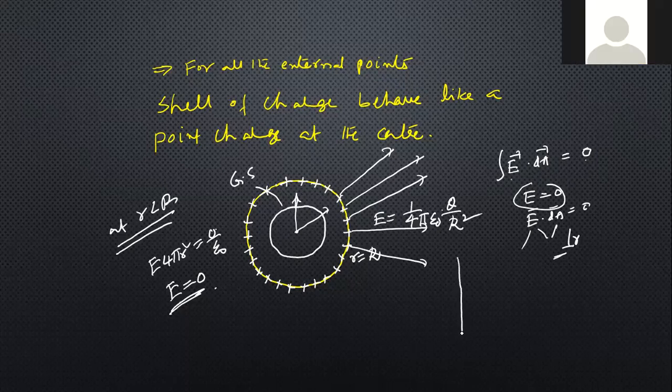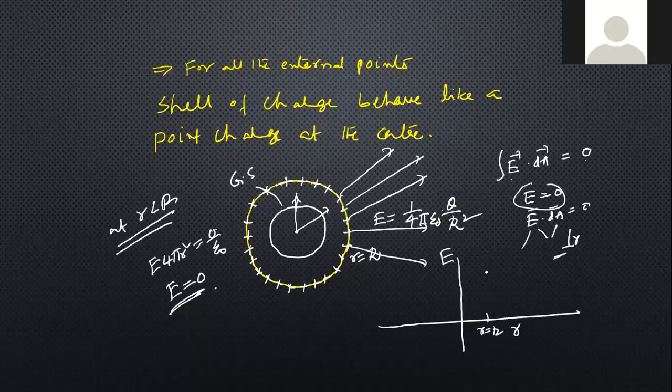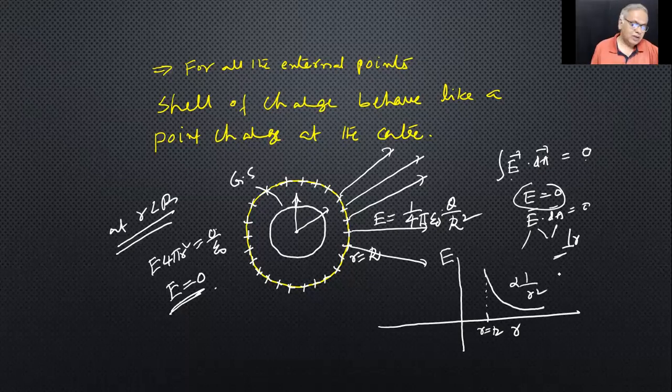So if I take it in a graphical way, E versus r, it would be 0 until you come to R, and from there it changes inversely with the square of the distance. So this is about E for a shell.